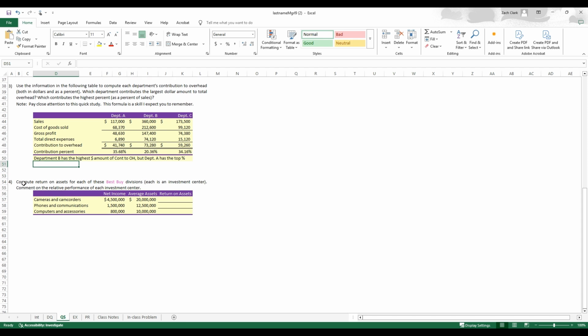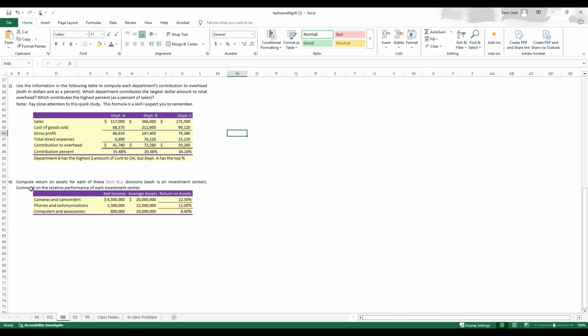Okay. Number 4, compute return on assets for each of these Best Buy decisions. Each is an investment center. And we're going to comment on the relative performance of each investment center. So, let's put our stuff in. Real simple calculation. I messed up my little formula there. I like to keep the formatting on the bottom. Got rid of it. So let's just move those down. Now we keep, oh geez.